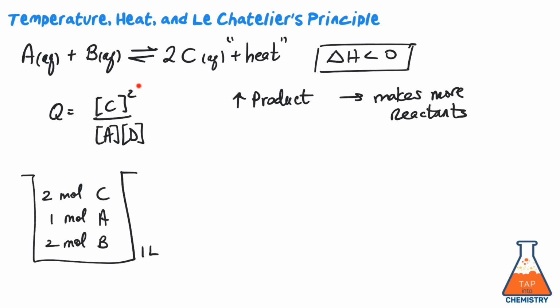If you look at the expression for Q, we see that there's no place for heat in either the reactants or the products, and so therefore Q cannot be changed as a result of adding heat. Instead, we'll have to examine why temperature change affects equilibrium.